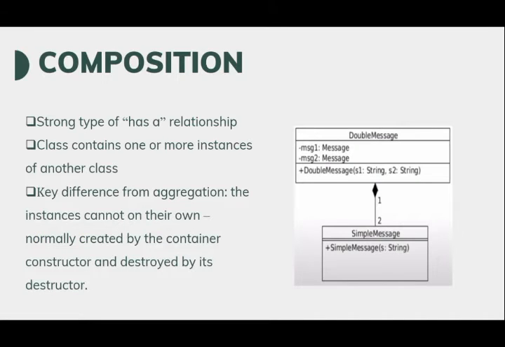Next is the composition. Strong type of has-a relationship. A class contains one or more instances of another class, and the key difference from aggregation is that the instances are created by the container's constructor and destroyed by its destructor. So, in addition, in composition a parent entity owns a child entity, while in aggregation the parent only has a relationship with the child entity, also indicated with a filled diamond.